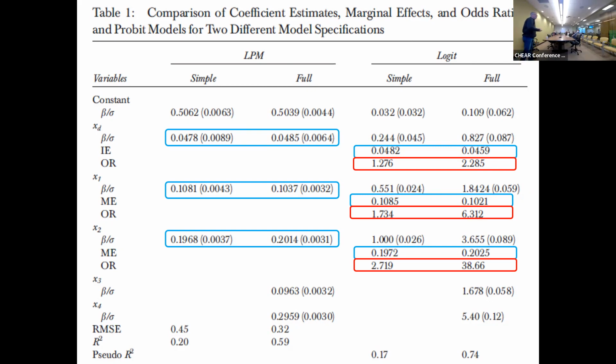Okay, why? Because these are not betas, these are betas over sigma. And sigma got a lot smaller. So when sigma gets smaller, beta over sigma goes up. In these cases, the odds ratios change dramatically. But the IE, incremental effect, ME, marginal effect, these again hold constant and are basically the same as from the linear probability model: 0.05, 0.1, and 0.2. The marginal effects are holding constant. The odds ratios are blowing up.